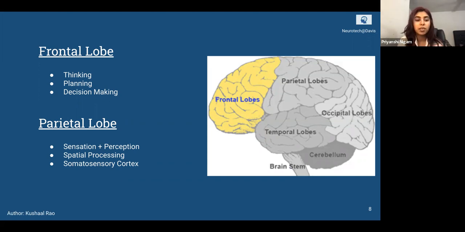And then we have the parietal lobe, which is responsible for sensation and spatial processing. So it's able to pick up information from one area and relate it to another cortex. So it helps us integrate multiple senses, for example, smell and sight, or sight and sound, and it holds the somatosensory cortex, which allows us to do that.